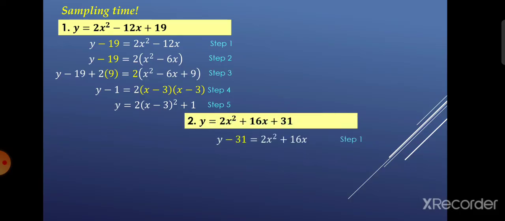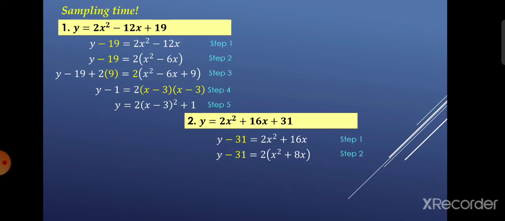Second example. Y equals 2x squared plus 16x plus 31. First step. The positive 31 is moved over as minus 31. So y minus 31 equals 2x squared plus 16x. Second step. Factor out the right side. So copy y minus 31 equals 2 times the binomial x squared plus 8x.